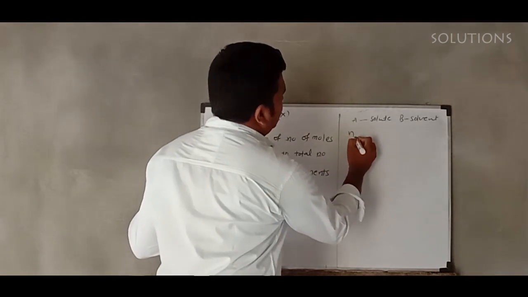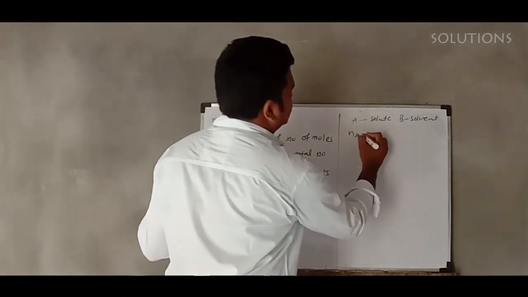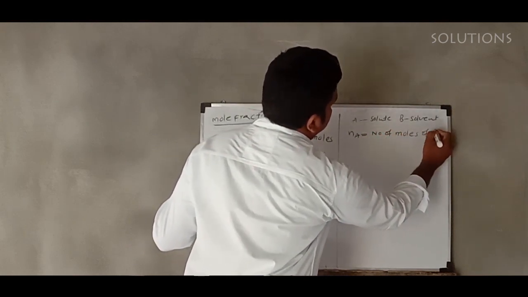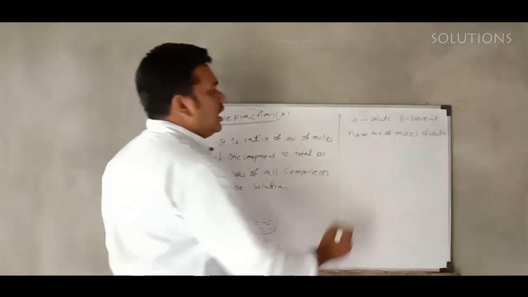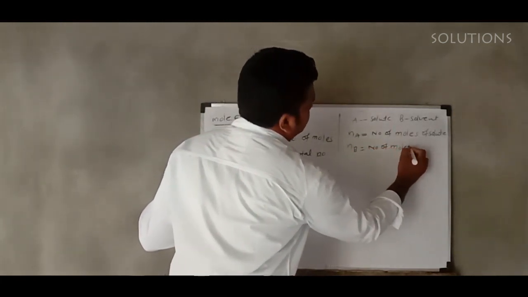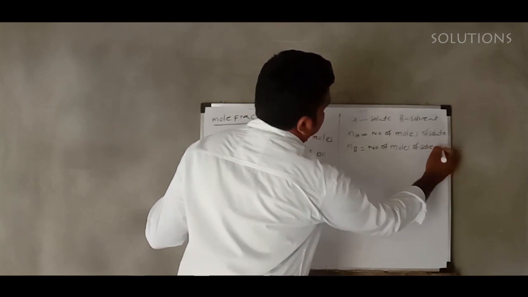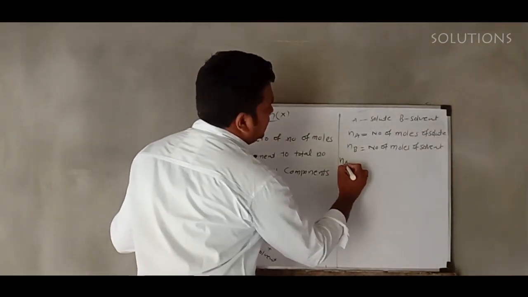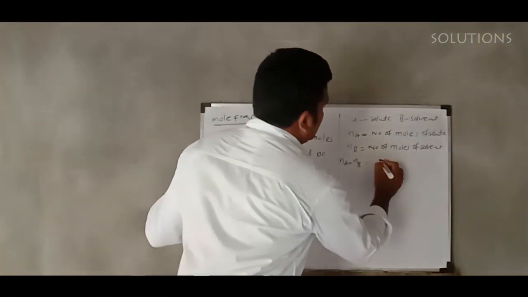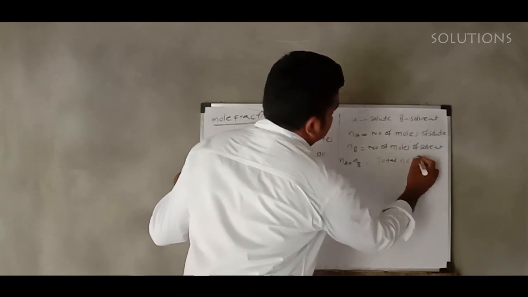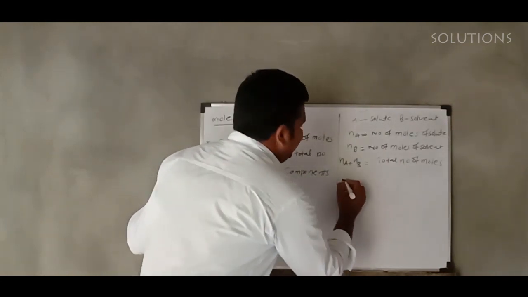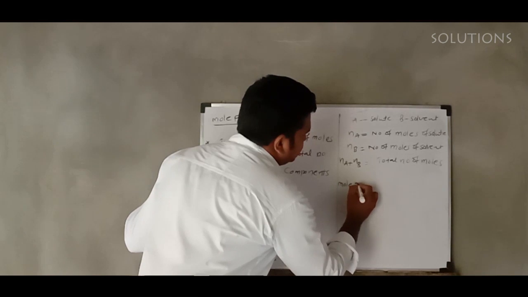Now I write here N of A. What is N of A? Number of moles of solute. And what is NB? NB is equal to number of moles of solvent. Now I write here NA plus NB. NA plus NB is equal to total number of moles. Now I write here XA, mole fraction of A.